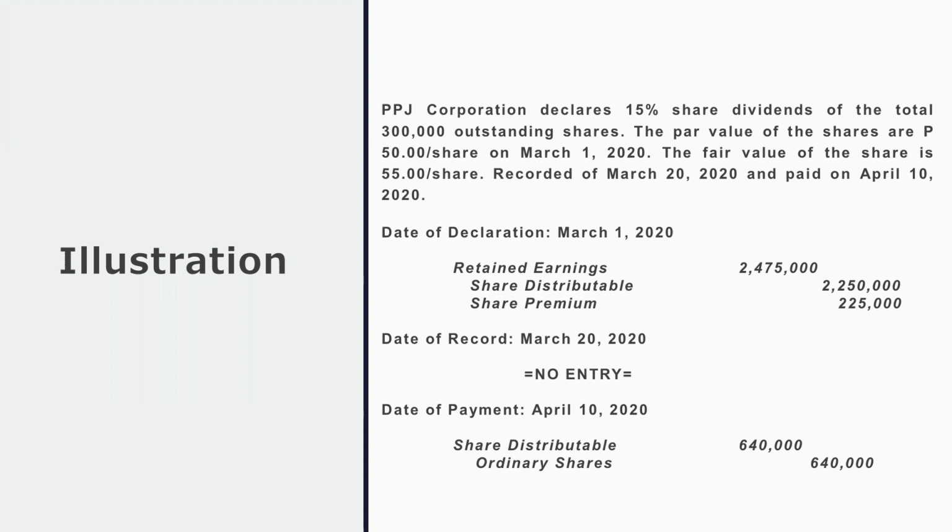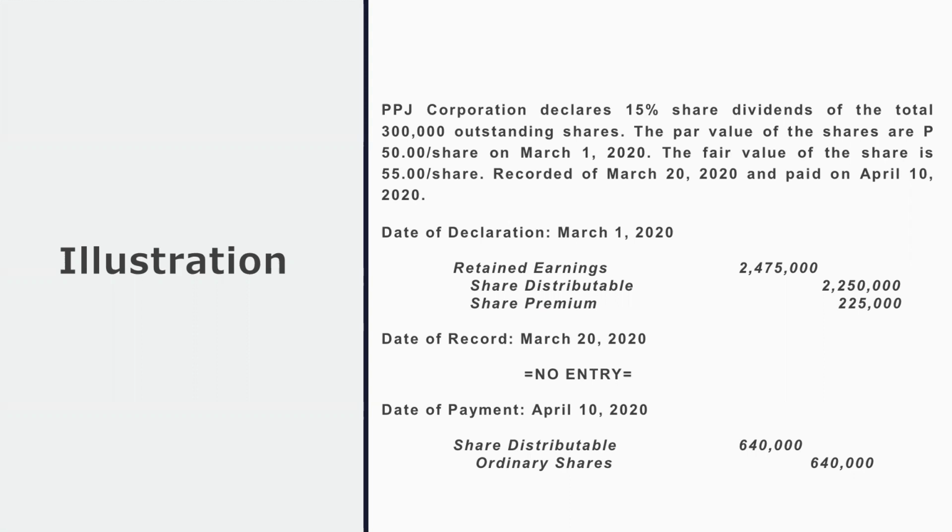So we credit share distributable at 2,250,000. Take note, share distributable here is at par value, so that is 50 pesos times 45,000. Then the excess we credit to share premium, which is 225,000.